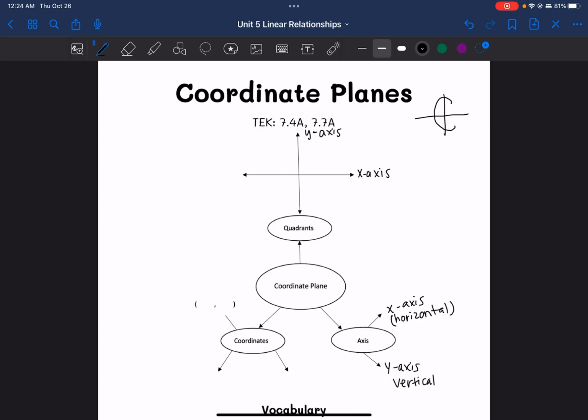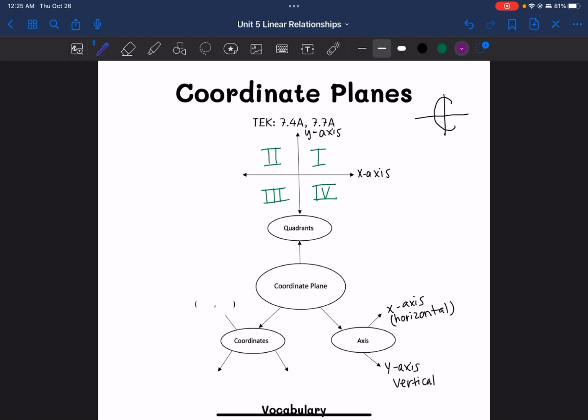All right, now I want to label the quadrants, okay? The one that is right here is going to be labeled as quadrant 1, okay? Then we're going to go to the left, and that's going to be quadrant 2. If we go down, this is quadrant 3, and then this last one is quadrant 4.